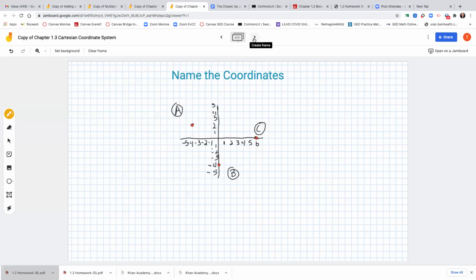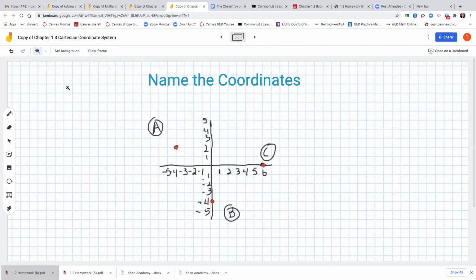It says to name the coordinates. All right, okay. So if you want to write that down, watch what happens when I hit this. Boom. Does that make it bigger? Is it working? No. Does that work? That's better. All right. Name the coordinates. See how I put this on a grid here?